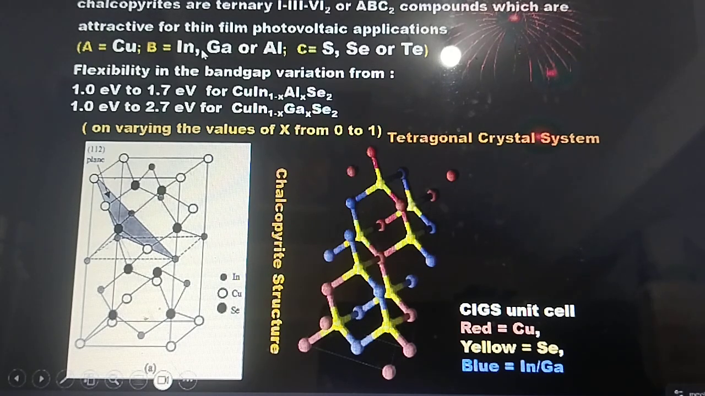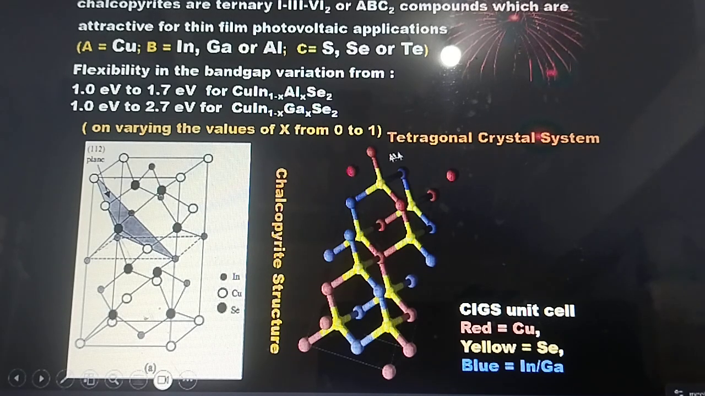So its molecular formula is ABC2, or group 1, group 3, group 6 atoms. A can be copper, which is fixed. B is indium, gallium, or aluminium, any of these. C can be sulfur, selenium and tellurium. So this is the structure. Here you can see red copper, yellow selenium, blue indium gallium. So instead of yellow selenium, you can take sulfur, selenium or tellurium.